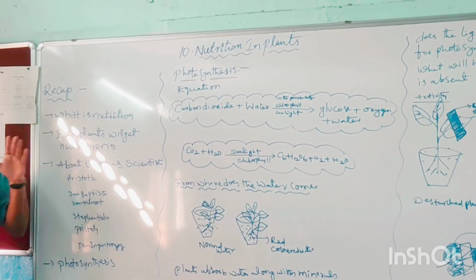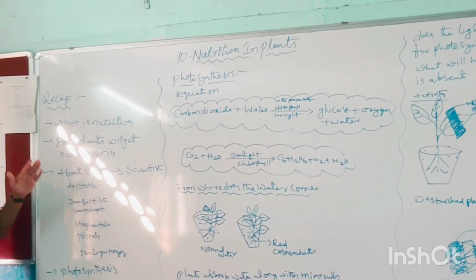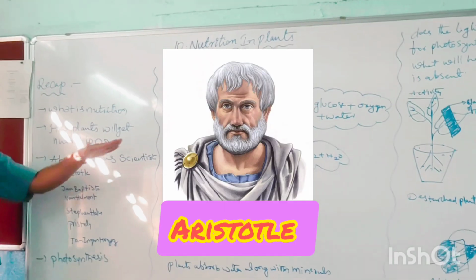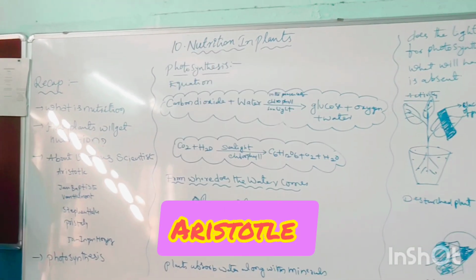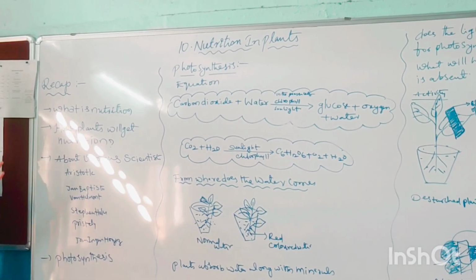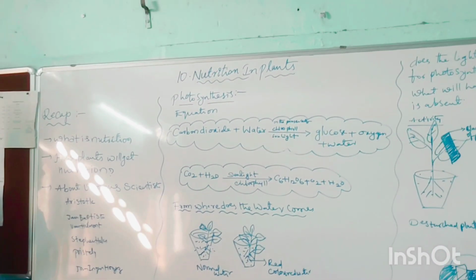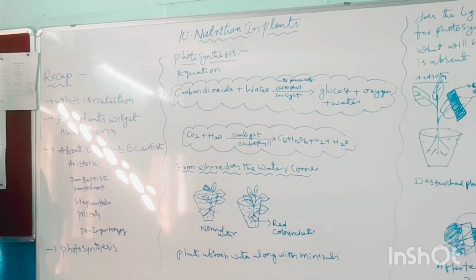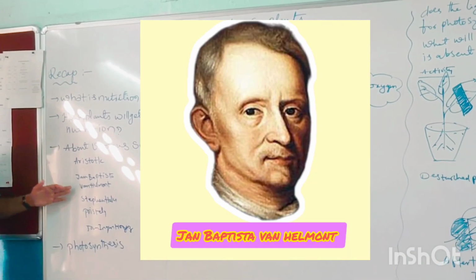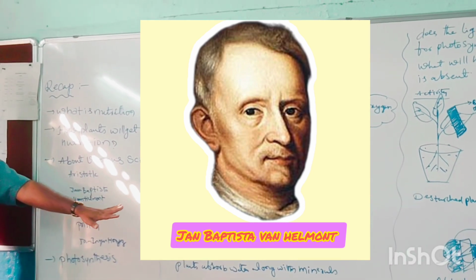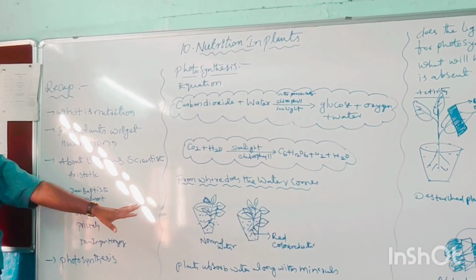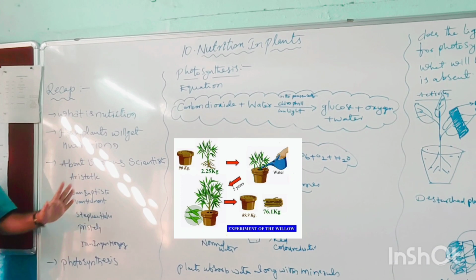Previously, in ancient days, people believed what Aristotle said about how plants get nutrients. Aristotle said plants get everything from the soil, that whatever the plant receives from the soil, that it will produce. But Jan Baptista van Helmont proved that this was wrong by doing an experiment called the willow tree experiment.